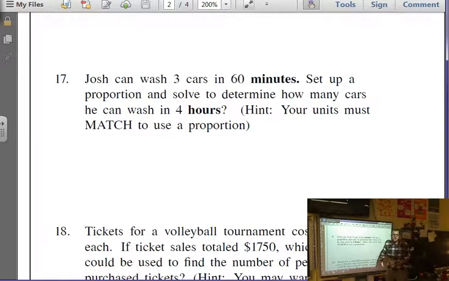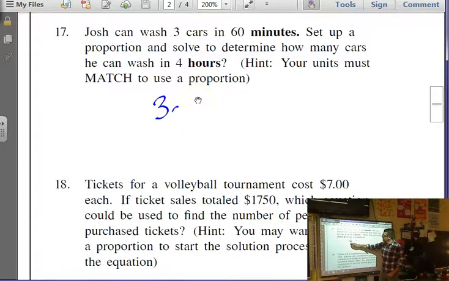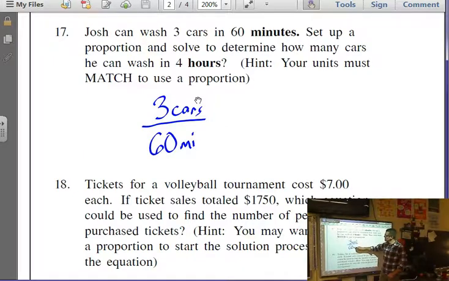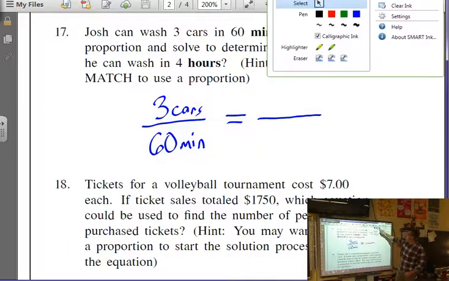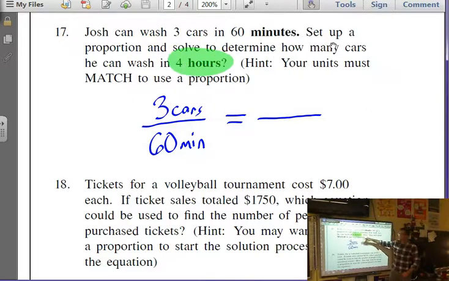Josh can wash 3 cars in 60 minutes. Again, I can set this up as a ratio. I can say 3 cars over, you might as well write that out, 60 minutes. But here's the thing. The next value is given to me as 4 hours. Now some of you, I thought this was really creative. You converted this hours amount into minutes so that you could put it on bottom and agree. That's a great technique to use.